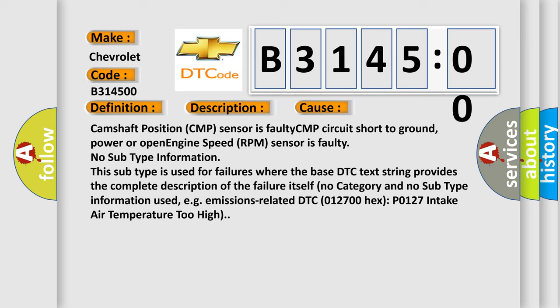no subtype information. This subtype is used for failures where the base DTC text string provides the complete description of the failure itself, no category and no subtype information used, e.g. emissions related. DTC 012700 hex P0127 intake air temperature too high.